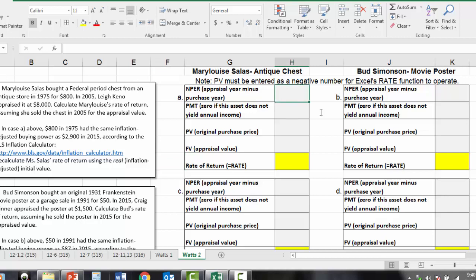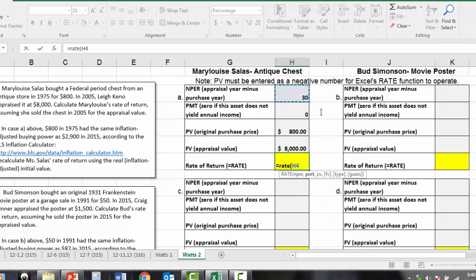Okay, so the number of periods is just the number of years from when it was bought, 1975, to when it was appraised, 2005. I know that's 30, but if you want to check yourself, just do it mathematically: 2005 minus 1975, 30 years. The payment, there's no payment. We're just talking about an initial investment and then a lump sum at the end. So the present value was 800 in 1975, and then it was 8,000. That's the future value in 2005. And now we can just run our rate calculation.